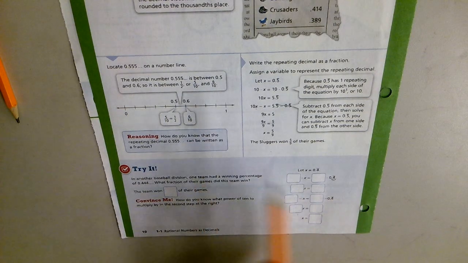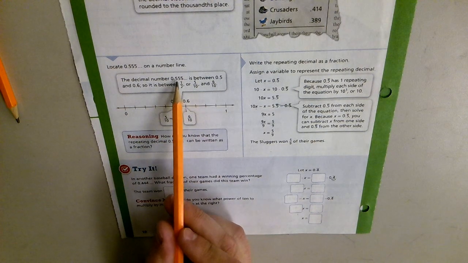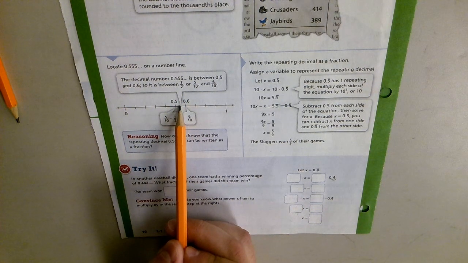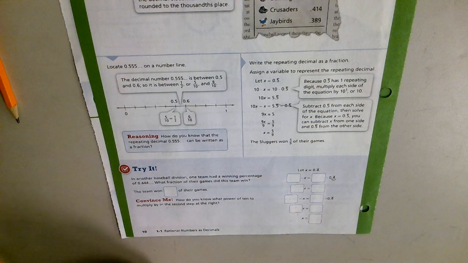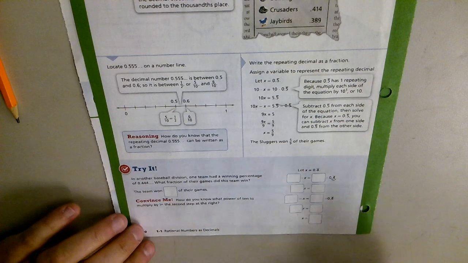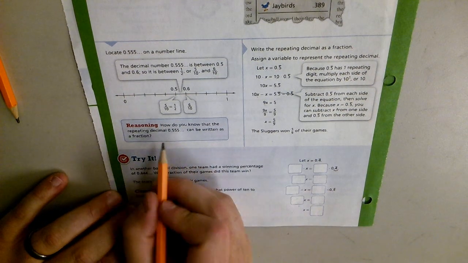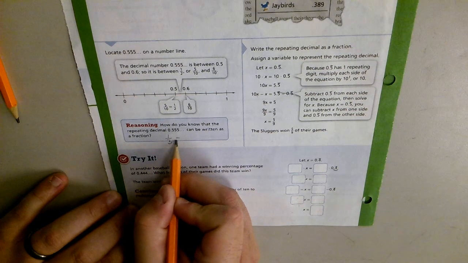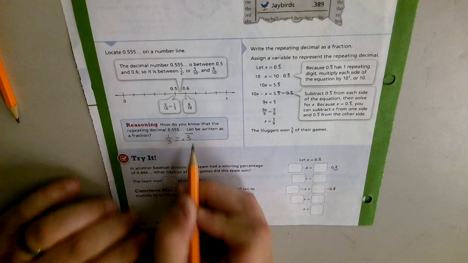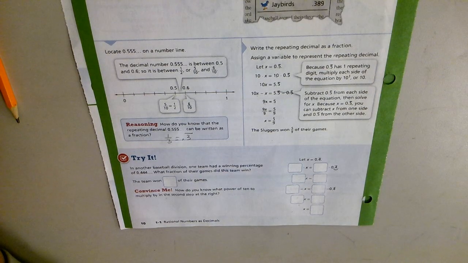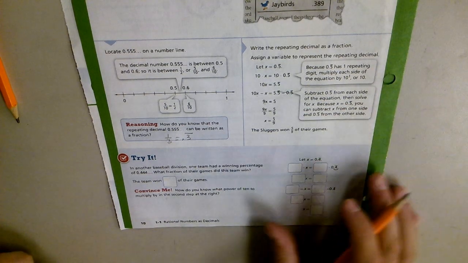So this is just showing you that 0.5 repeating we know has to be somewhere in here, and then down here it's just saying how do we know that this can be written as a fraction. And what I do is I think of other fractions that I know. So 1/3 I know is 0.3 repeating, and since that repeats, I would guess that 0.5 repeating can also be written as a fraction. So here's what we do.